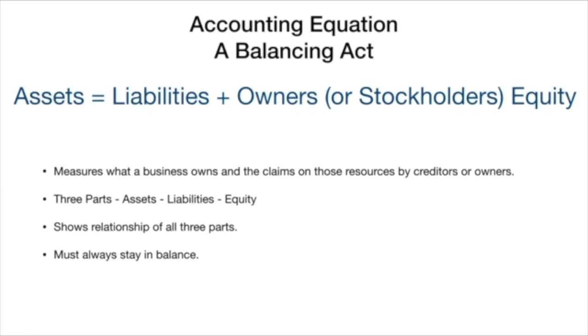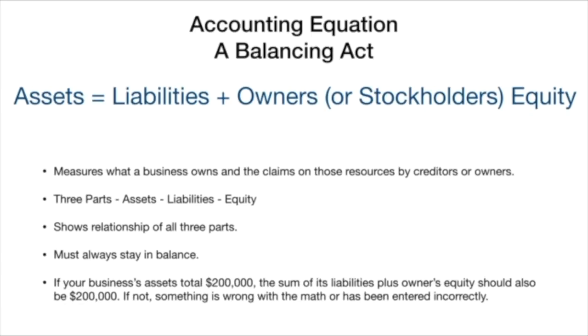The equation must always stay in balance. Let's take a look at an example. If your business's assets total $200,000, the sum of its liabilities plus owner's equity should also be $200,000. If not, something is wrong with the math or has been entered incorrectly.